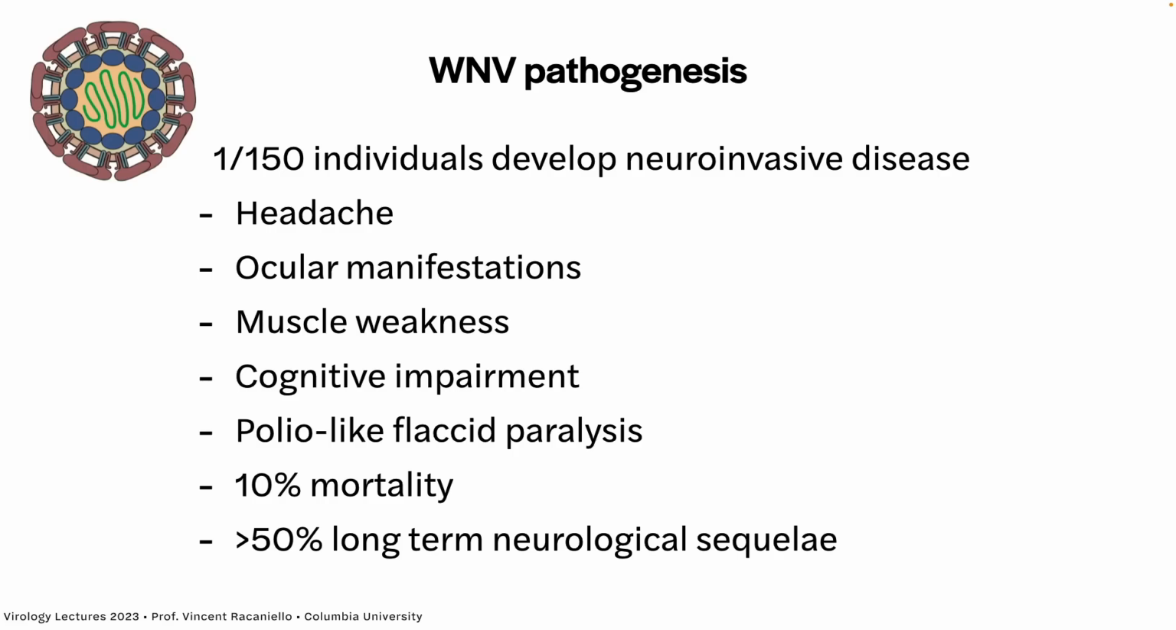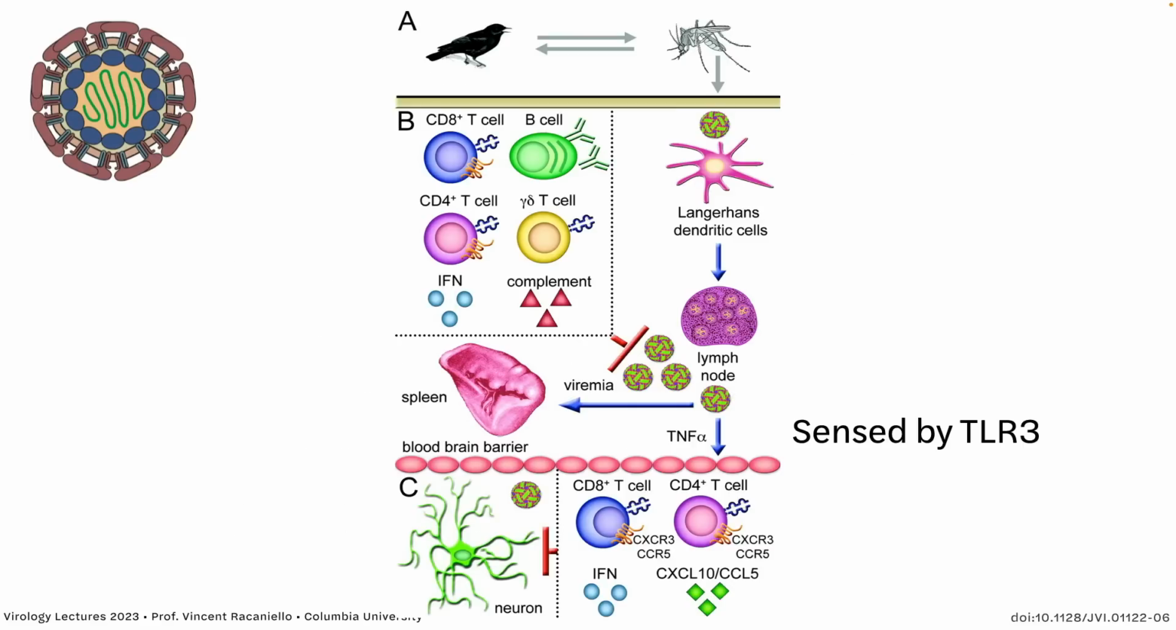Very interesting, right? However, 1 in 150 people who get infected get neuroinvasive disease. The virus invades the central nervous system. You can get headaches, you have eye issues, muscle weakness, cognitive impairment, even paralysis, polio-like paralysis. This is a serious infection. 10% of the people who get neuroinvasive disease die, and over half of them have long-term neurological sequelae, cognitive issues, motor issues, difficulty moving. As I said, you do not want to have viruses multiplying in your brain. It's never a good thing.